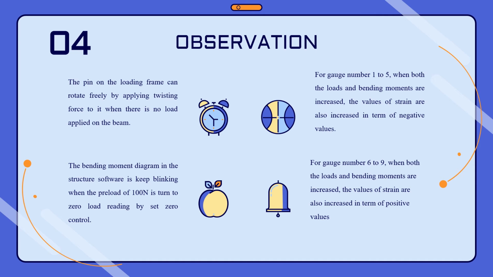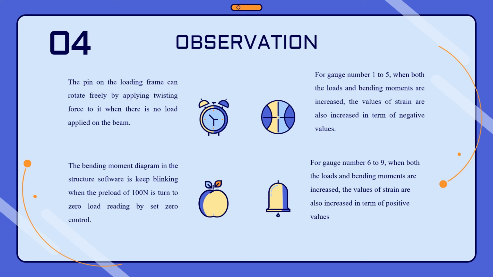So from this, gauge number 5 has the greatest strain value of 0.7 at the load of 0 Newton, while gauge numbers 3 and 7 have the least value of negative 0.3 during the load of 0 Newton.